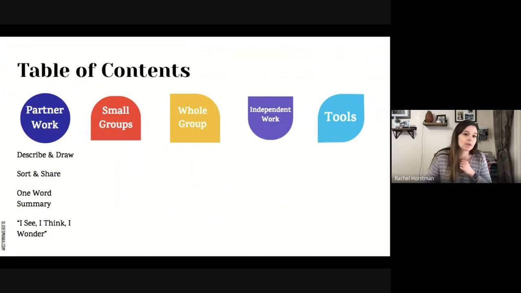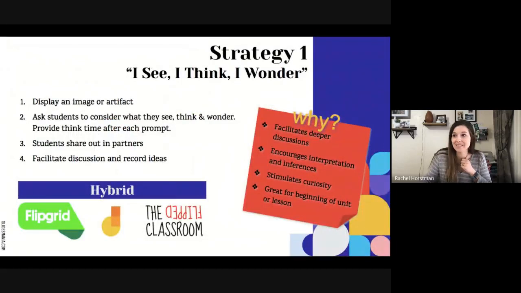So today we'll share with you describe and draw. That was our opener. Sort and share, one-word summary, and I see, I think, I wonder. So I'm going to get us started with this strategy. I see, I think, I wonder. And this was taken from Harvard Education Department. They came up with this strategy and provided the steps for it.